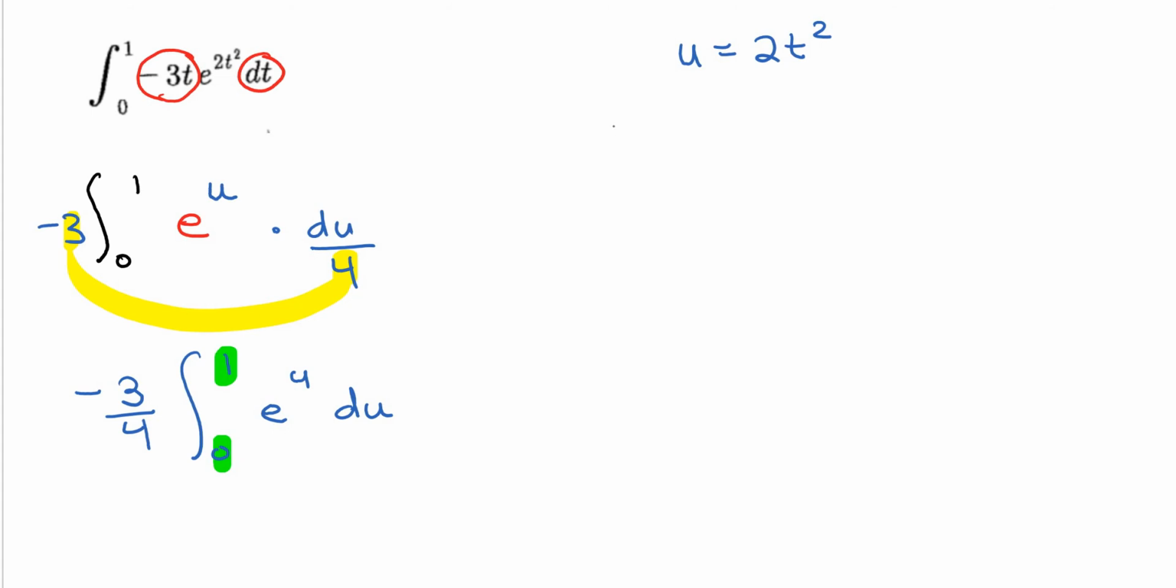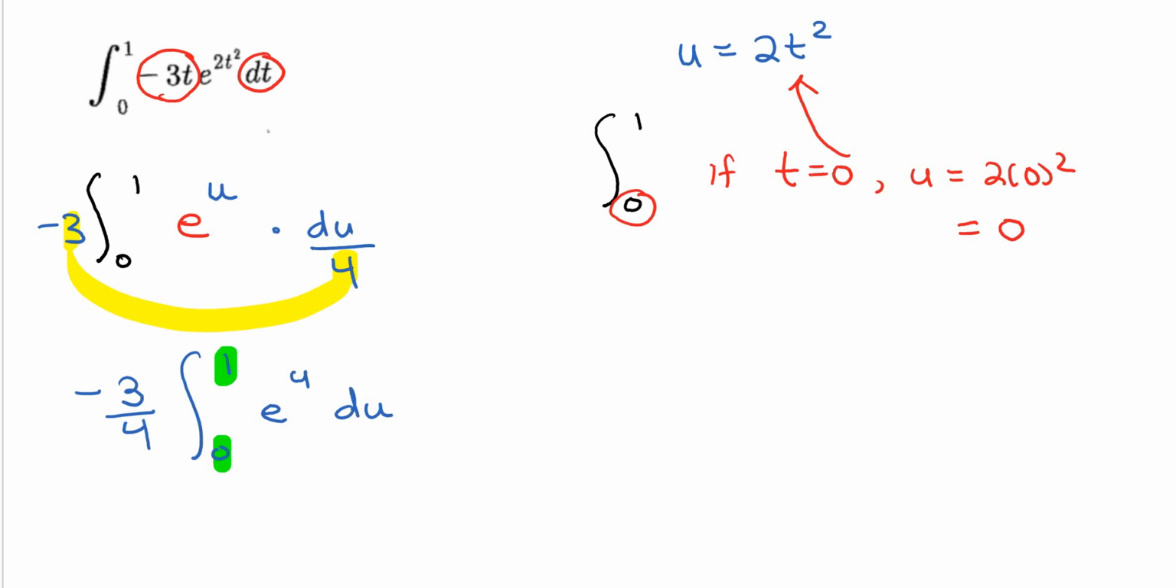Let me just write another integral sign to start off. It was 0 and 1, and let me just start off with the lower boundary first. If t equals 0, that means u would equal 2 times 0 squared, which equals 0. So if I rewrite my new boundary here, this 0 would just go down there now. It's going to be 0.